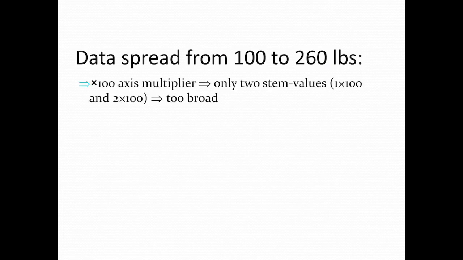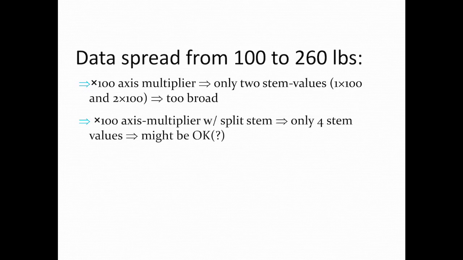And so if we did an axis multiplier of 100, we'd have 2 stem values, right? We'd have 100, so 1s, and then 2s, and everything would be there. But that might not be enough, right? Because everything is between 100 and 260, so we'd have 2 stems and a lot of leaves. So we might not be able to tell a lot. So it might be too broad.